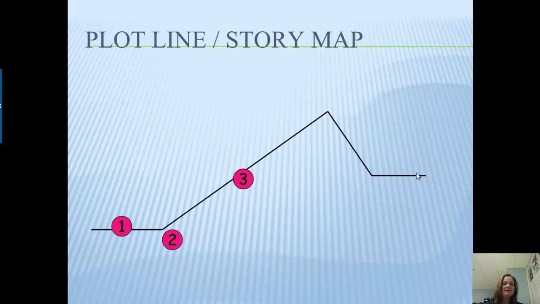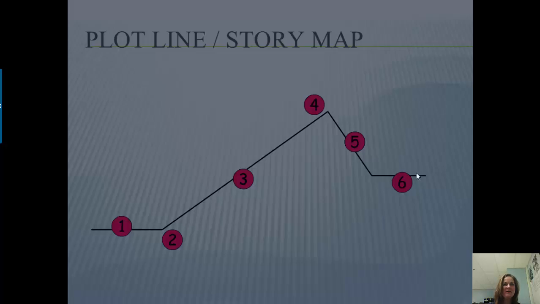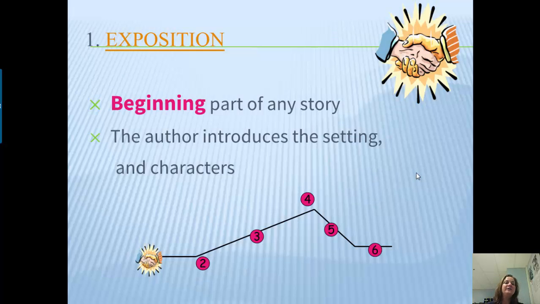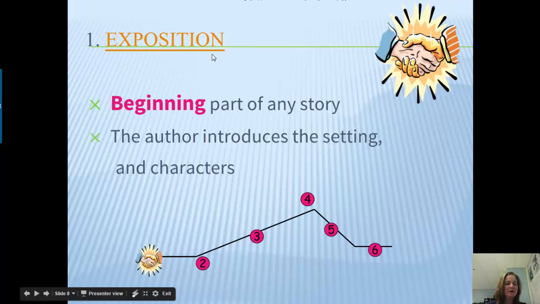The first part. Oh, we're going to talk about the 6 parts first. There are 6 parts to every story. You'll be asked about them on tests. You'll be asked about them in every English class from now until you leave school. So we got to learn them. A lot of you have had these in the past, so hopefully it's a review. If not, learn them. Okay, so the first part of every story is called the exposition.